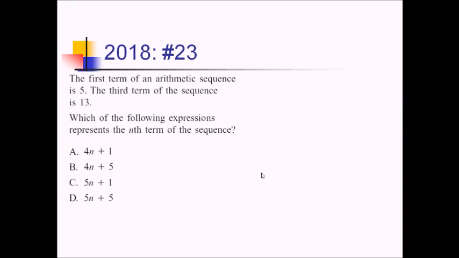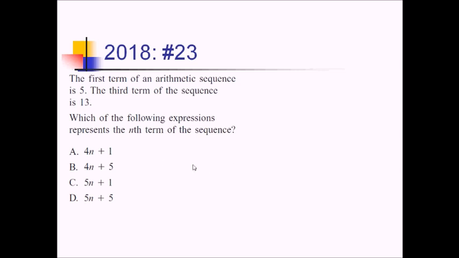For number 23, we have the first term of an arithmetic sequence being 5, and the third term is 13. Which of the following represents the nth term of the sequence? Now, this is one of those problems where you could just plug in 1 and 3 for each of these answer choices and see which one gives you 5 and 13. But we're going to be a little more sophisticated than that and actually come up with the equation the long way here, just in case you're wondering.